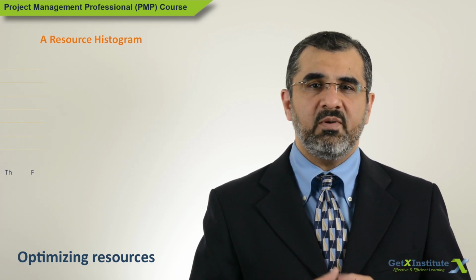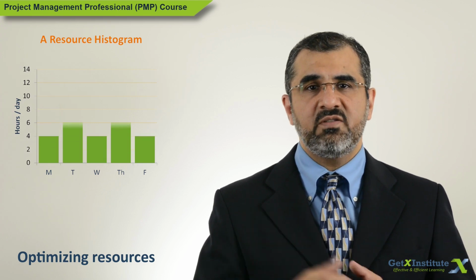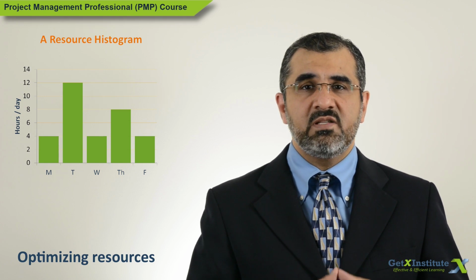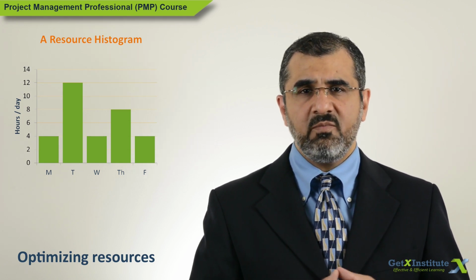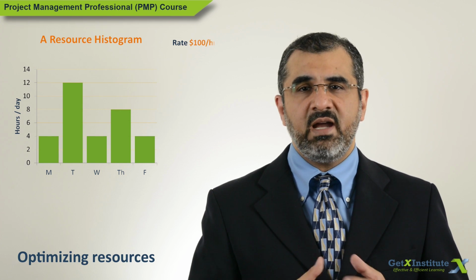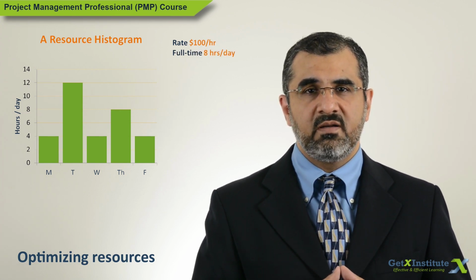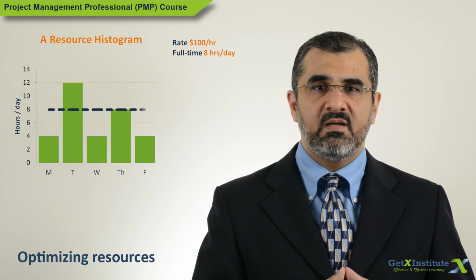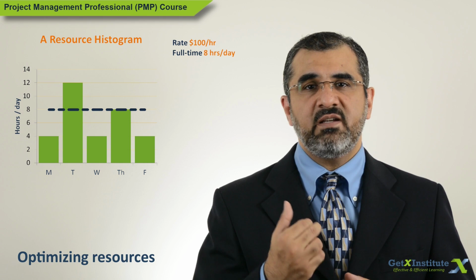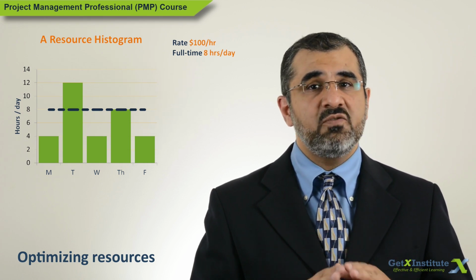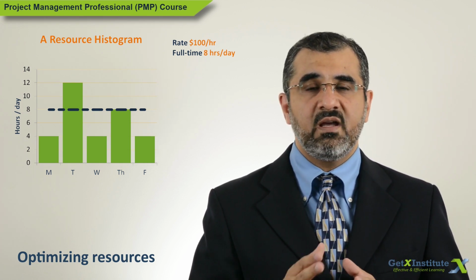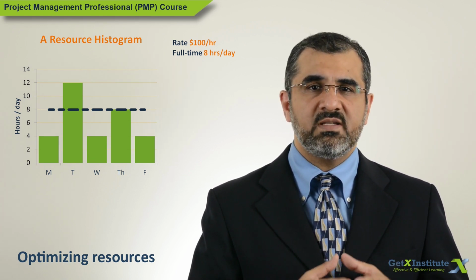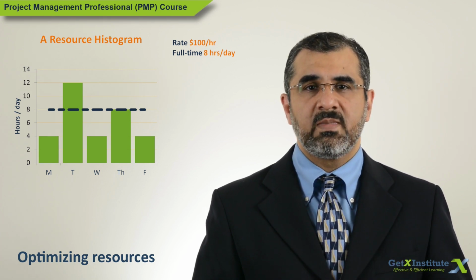Let us look at an example. A graph like the one you see is called a resource histogram that shows how a resource is loaded with work. Assume that this resource has been hired at a rate of $100 per hour. The full workload of the resource will be 8 hours per day. This is shown by the dashed horizontal line. The actual workload of the resource is shown by the graph's vertical bars. This is how it came up when the resource was assigned to various activities.